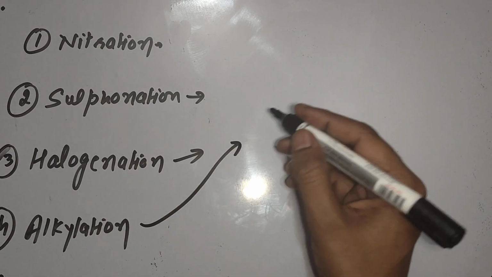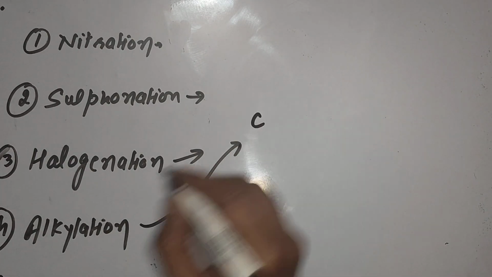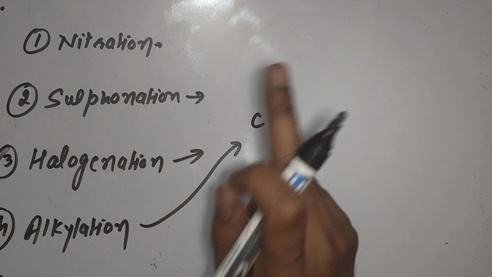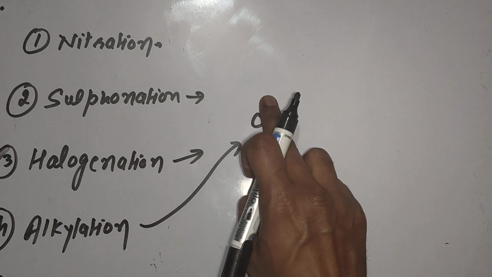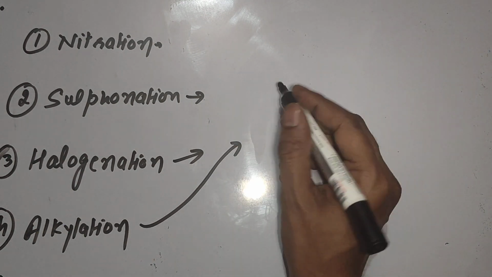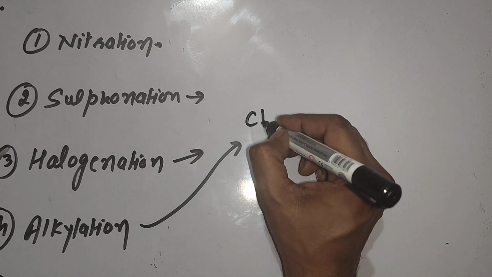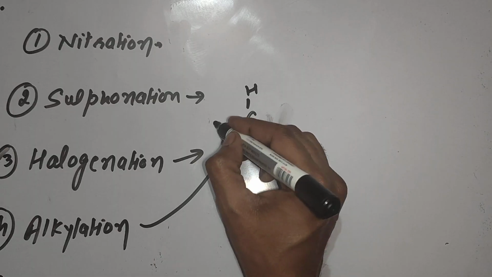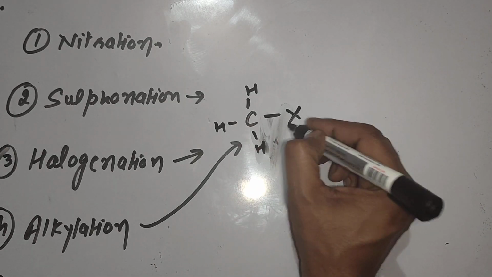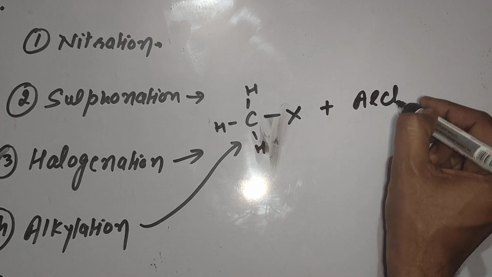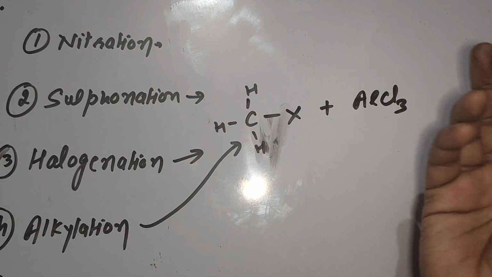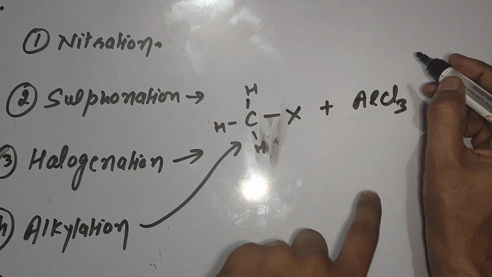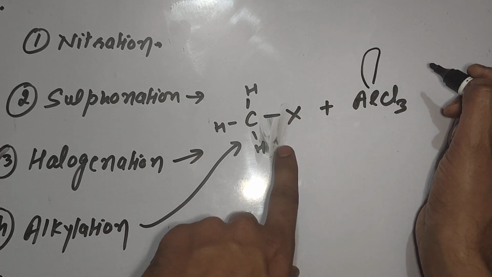Alkylation conditions, reactants, chemicals, I already told you. In alkylation, which alkylation are we going to do here? Methylation, which means a methyl group we have to add. I will write CH3 X like this. Again AlCl3, FeCl3, FeBr3, BF3 you can use because they have a vacant orbital on their central atom.